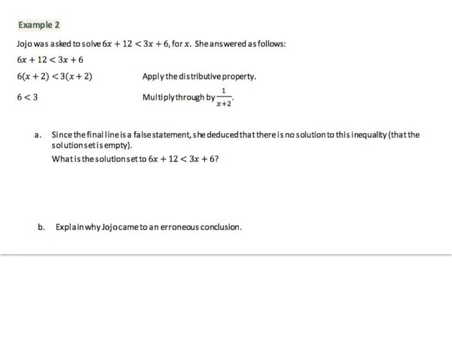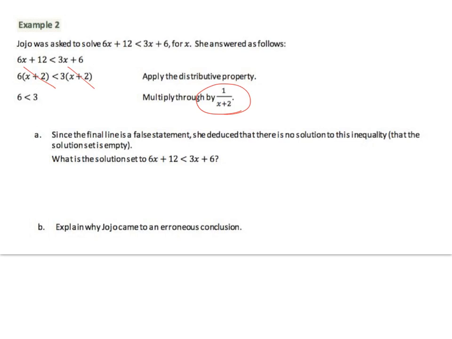All right, so example 2, Jojo was asked to solve this equation for x. She answered as follows. 6x plus 12 less than 3x plus 6. She's going to factor out the greatest common factor by using the distributive property. And then she's just going to willy-nilly cross out the equations or multiply through by 1 over x plus 2. Okay, you can't do that. She figures like, oh, there's no solution.